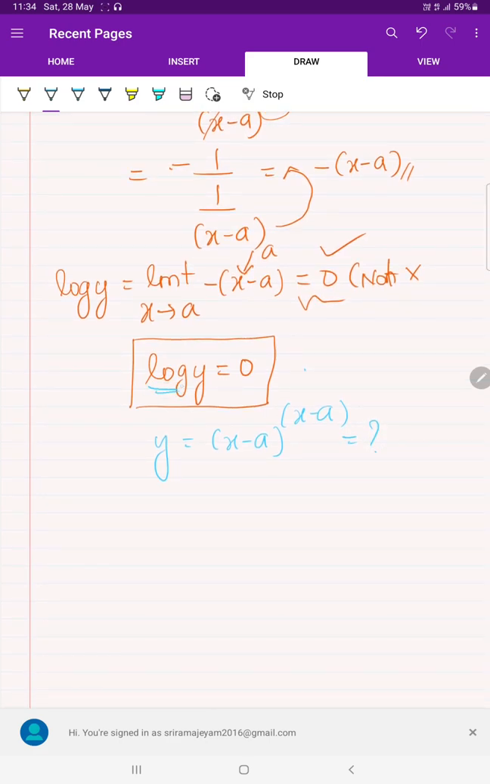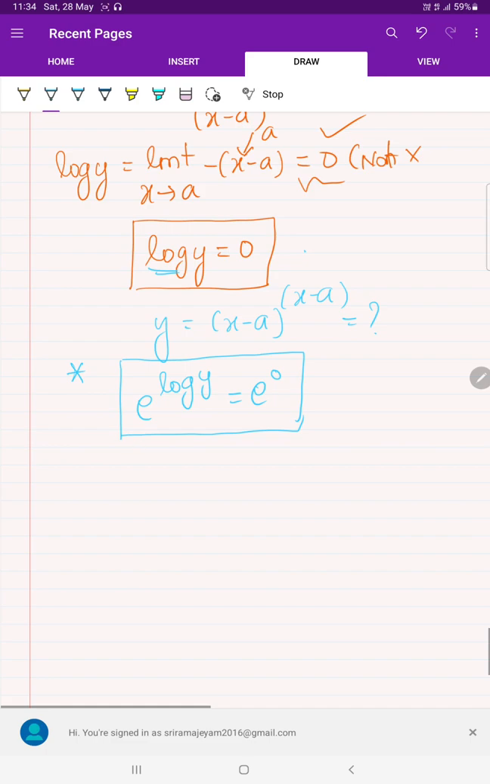Then how can I cancel this log? Whenever you have log, in order to cancel the log, you have to raise the exponential: e power log y equals e power 0. Both sides you have to raise e. That is the next tool that you have to apply. Now tell me, what is the generalized expression of e power log y? This will simply be equal to y only.